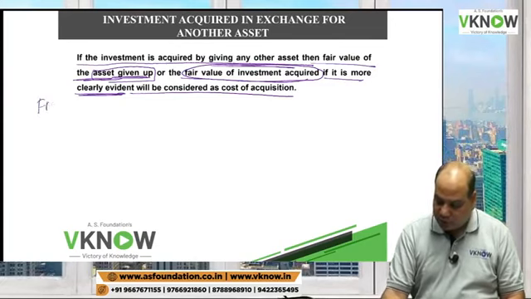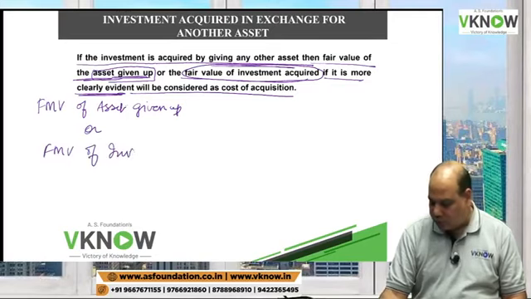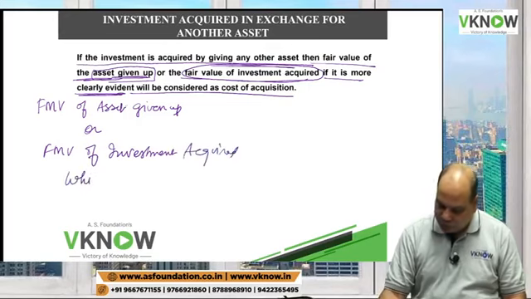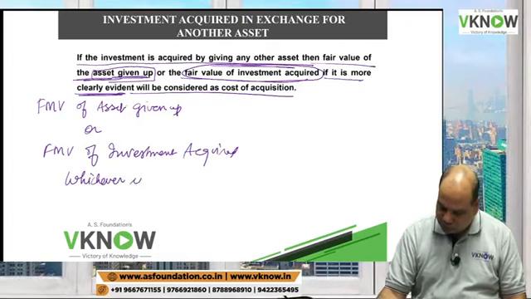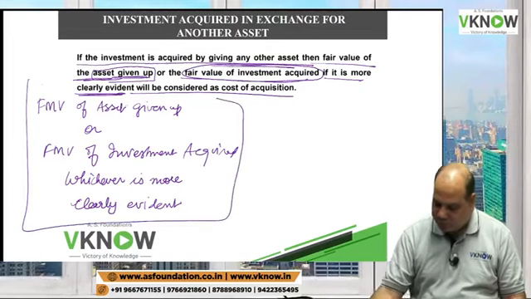So here it is FMV of asset given up or FMV of investment acquired, whichever is more clearly evident. Now it is proper.